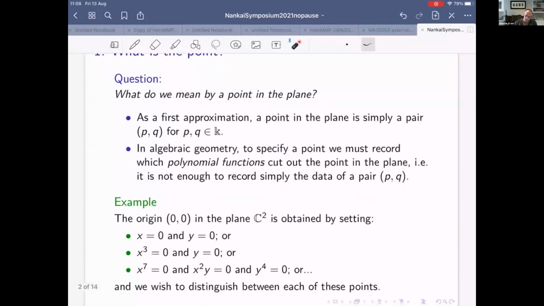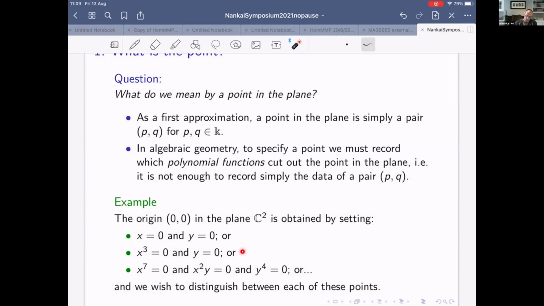And I think it's really worth, very down to earth, looking at the origin in the plane over the complex numbers. So if I choose coordinates X and Y, and look at polynomials in X and Y, then if I say X equals 0 and Y equals 0, I cut out the origin. Yes, so that's the origin that everyone would tell us in, say, high school.